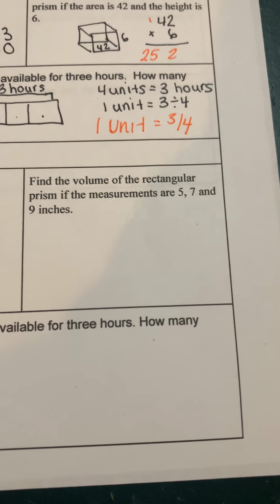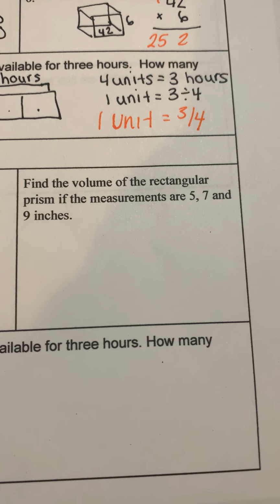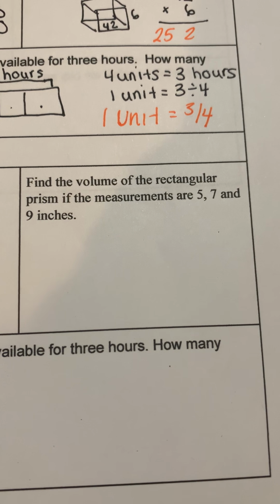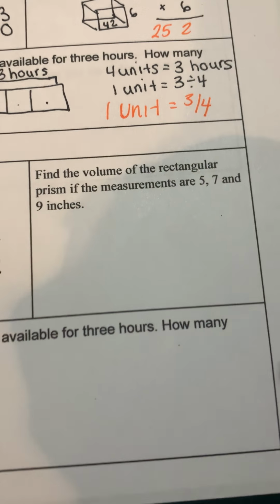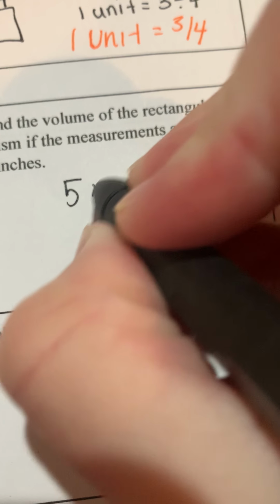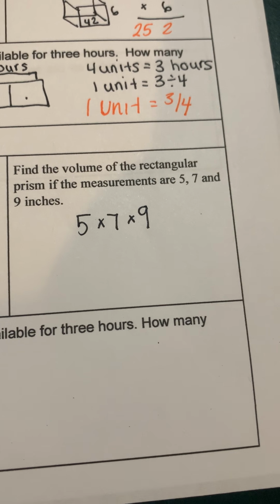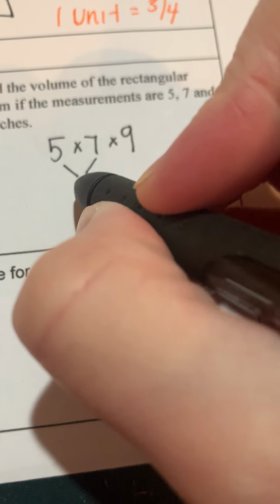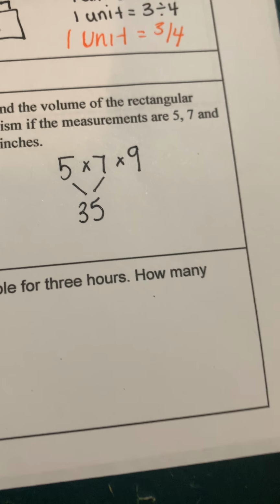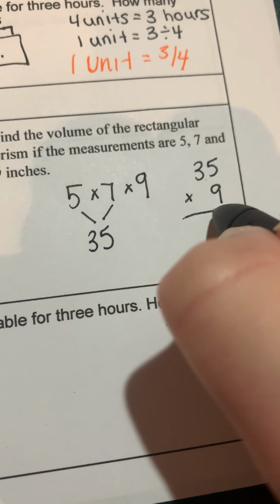The next one, find the volume of the rectangular prism if the measurements are 5, 7, and 9. We know in order to find the volume of something, we have to multiply the 3 sides together. So what you're going to do is multiply those 3 numbers together. I'm going to do 5 times 7. 5 times 7 equals 35. And now you're going to do 35 times 9, and that will be your answer.